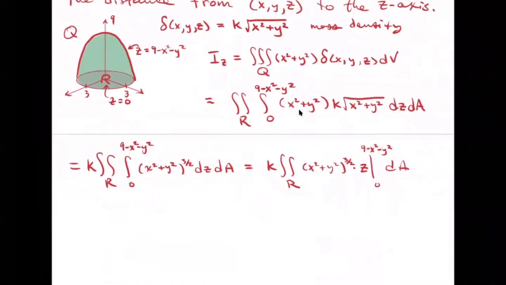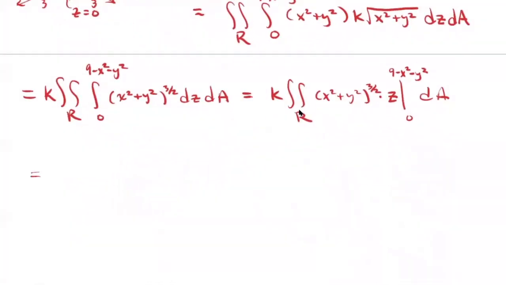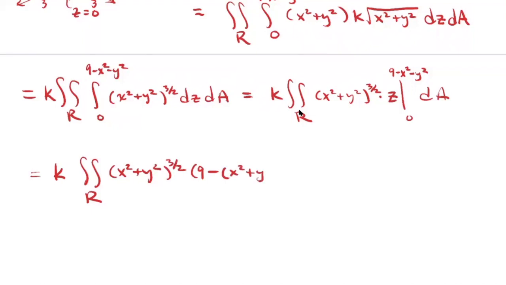Okay, so here we are. Let me just take one more step before we go to polar. We'll leave the k out. We've got a double integral over R of x squared plus y squared to the 3/2. Then you've got z, which is just 9 minus, I'm going to put this in parentheses, x squared plus y squared, because that's going to be r squared in a second. And then it'll just be dA.